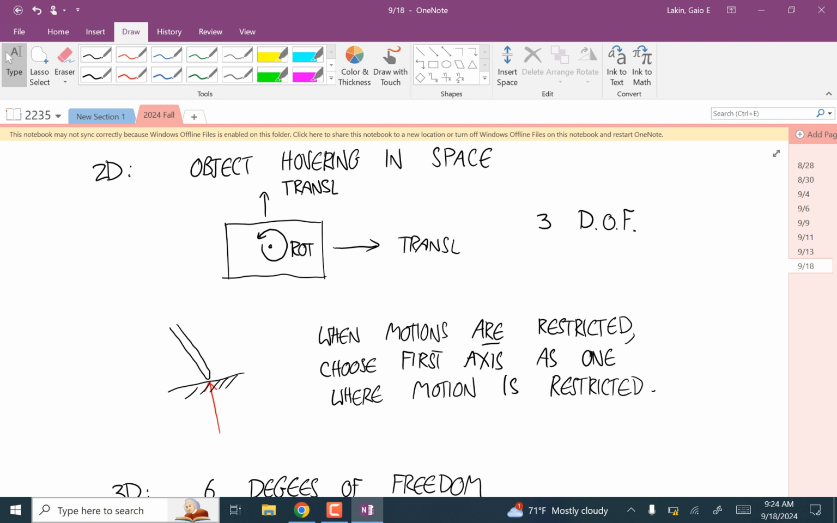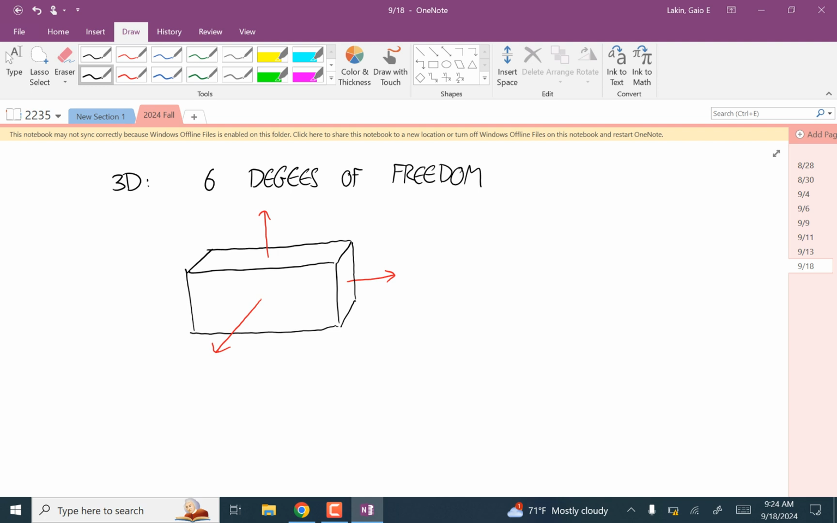But in 3D you can rotate about all those axes. So what you have is a rotation like that, a rotation like that, and a rotation like that. So there's 3 of these in translation, and 3 in rotation.